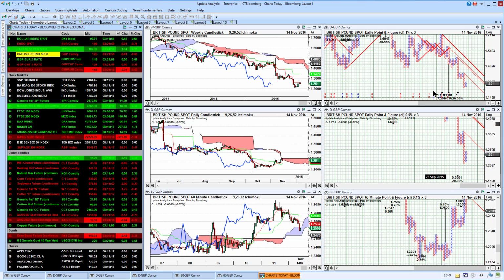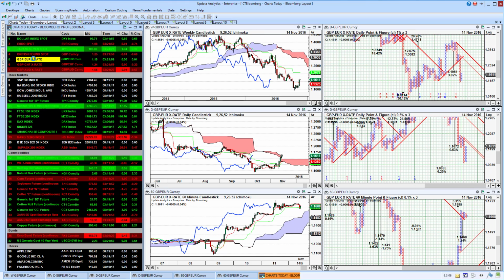We do have these downside targets to parity as well, but the euro now looking more bearish than sterling, and that's showing up in the euro sterling chart. Just seeing sterling just increasing its strength against the euro. It's the euro's turn for weakness now.